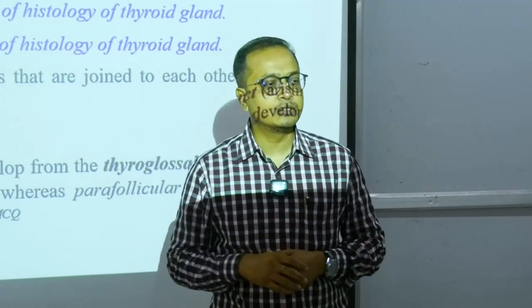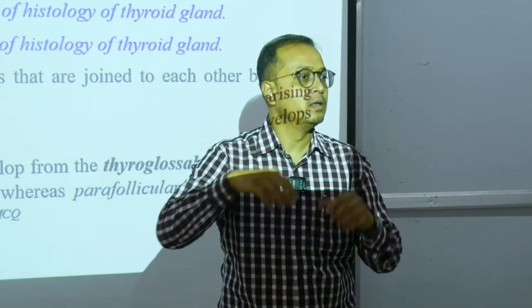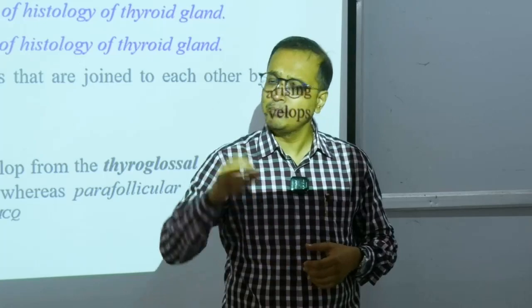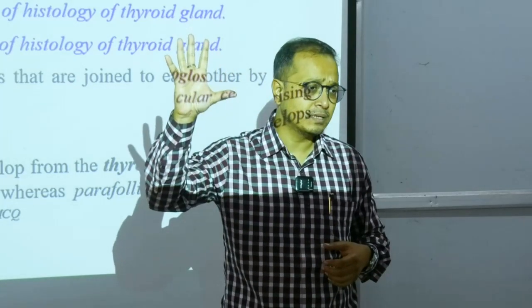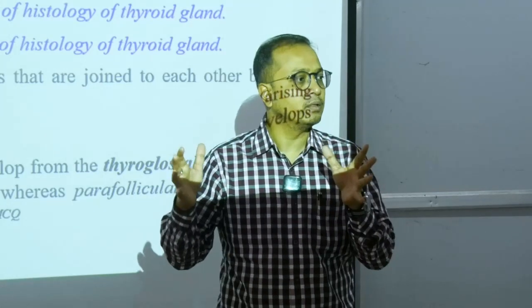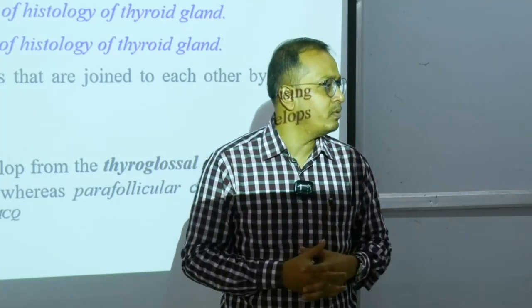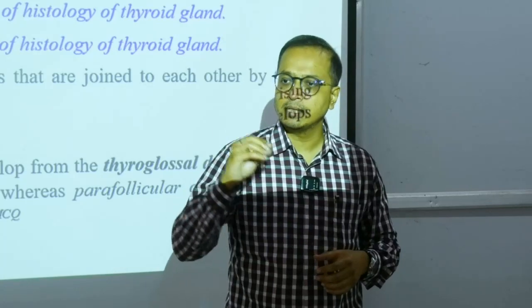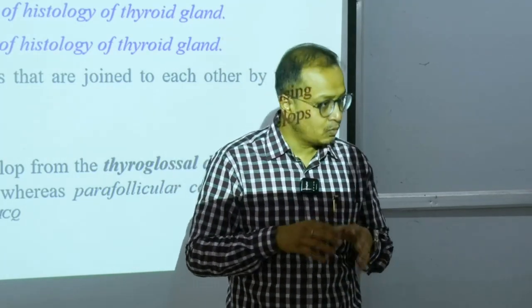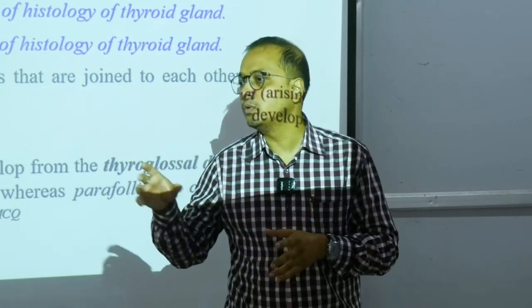How do the follicular cells look? We said they are cuboidal. The parafollicular cells do not look like cubes; they are amorphous. That means they may be circular, polyhedral, or oval. They could be any shape. These kinds of cells are very tiny and present between the follicles. That is why we call them parafollicular cells.